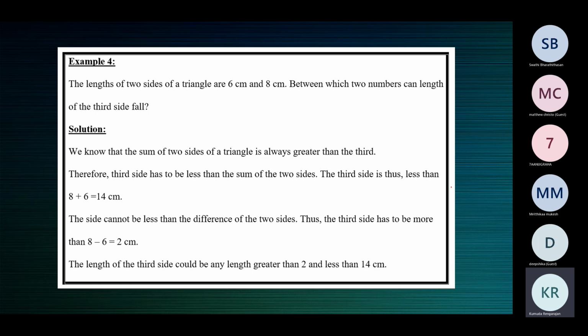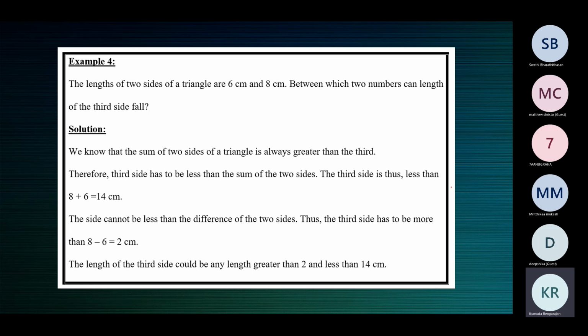You've decided on 6 centimeters and 8 centimeters. Now, for the third side, you're worried because if you take an incorrect value, then you may not be able to form the triangle. So you don't want to go wrong. You want to take the length of the third side correctly so that you can form a triangle. So what should be the value of the third side so that a triangle can be formed? So use the properties.